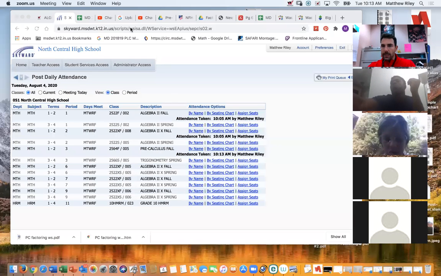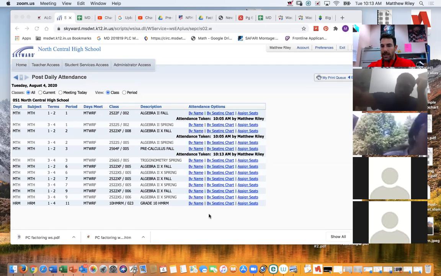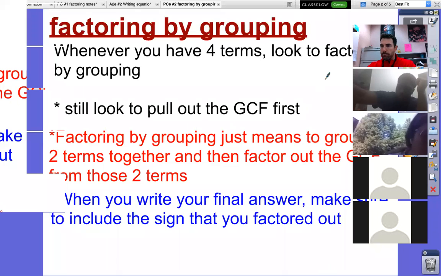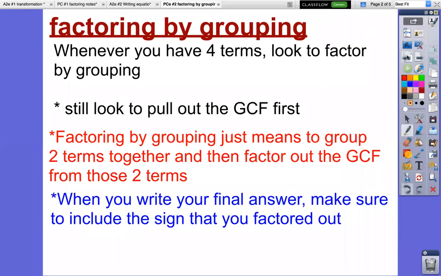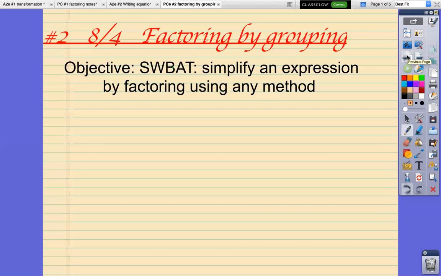So yesterday we talked about factoring and factoring when A is not 1. Today we are factoring by grouping. So this is the main thing that we are doing.